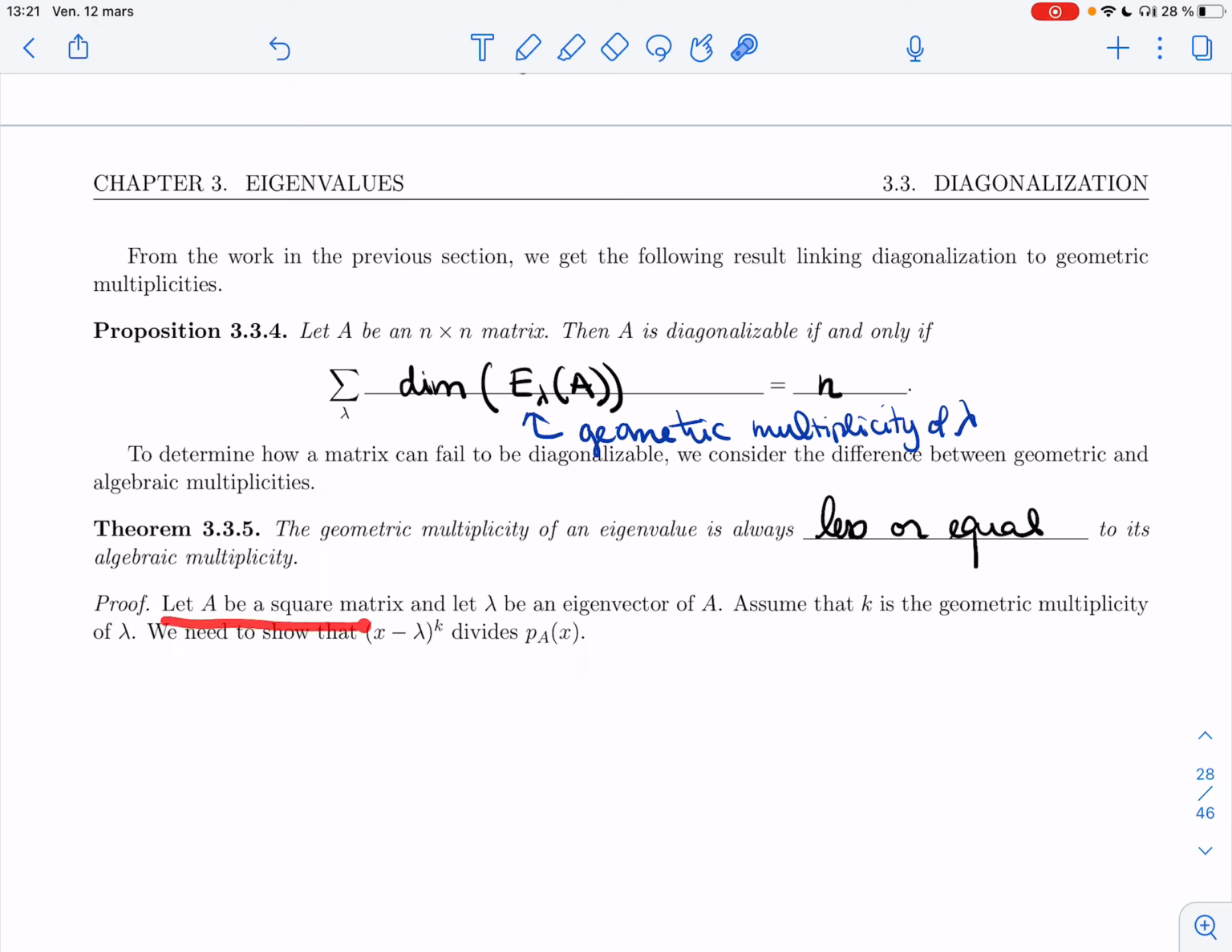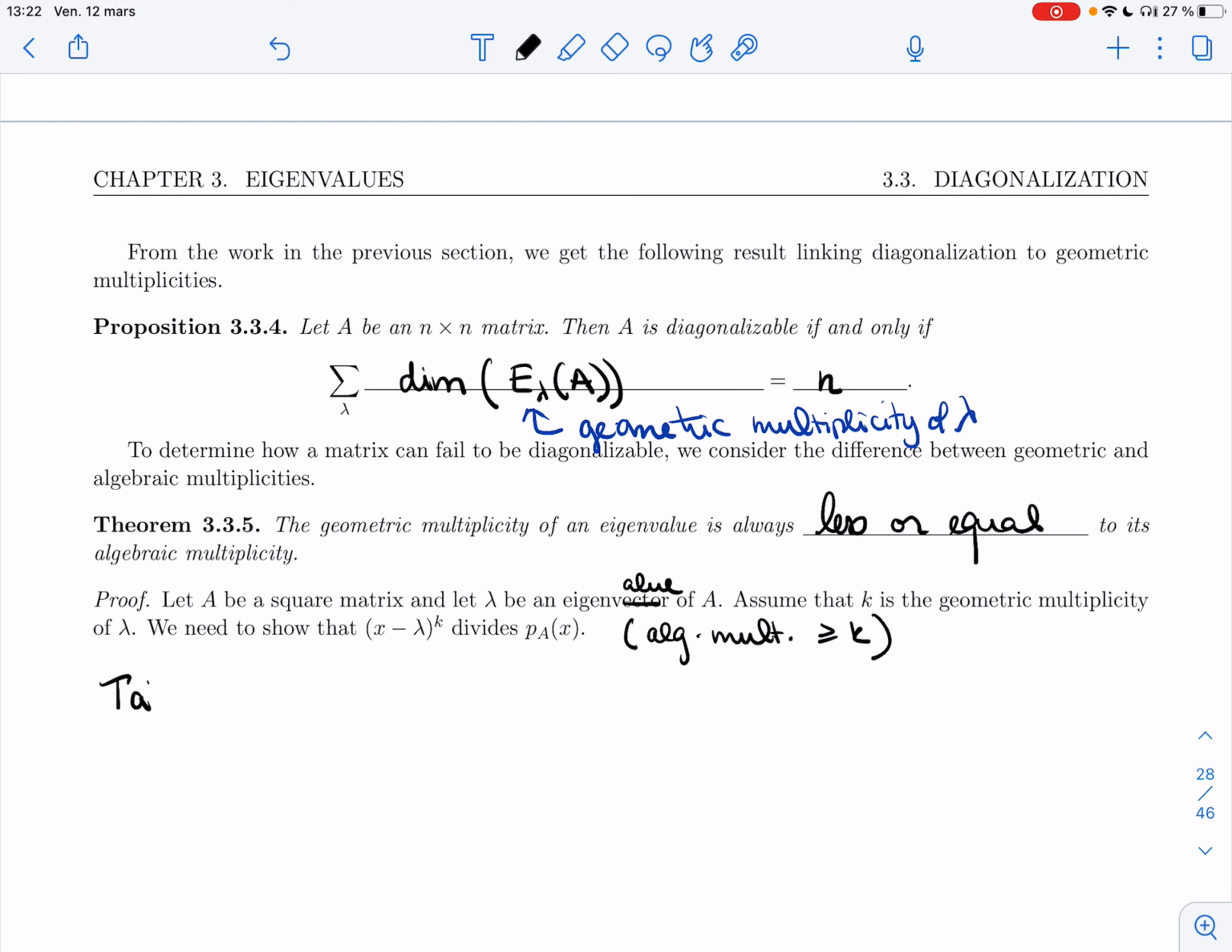Let A be a square matrix and let lambda be an eigenvalue of A. Assume that k is the geometric multiplicity of lambda. We need to show that (x minus lambda)^k divides p_A(x). That's the same thing as saying the algebraic multiplicity is bigger than or equal to k. We're saying that this divides, but we're not saying that a higher power doesn't divide.